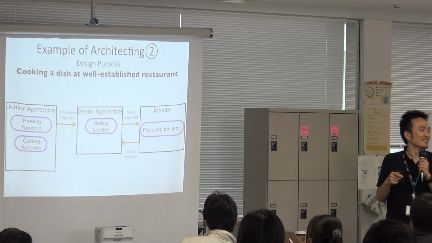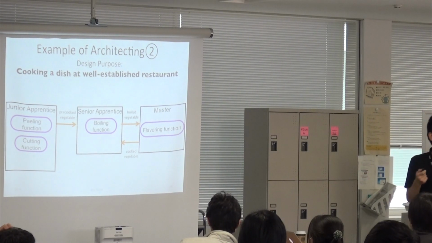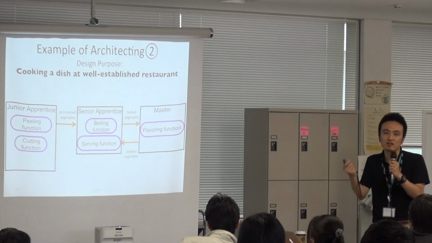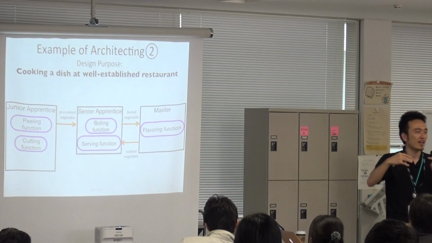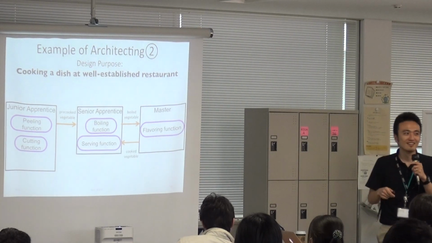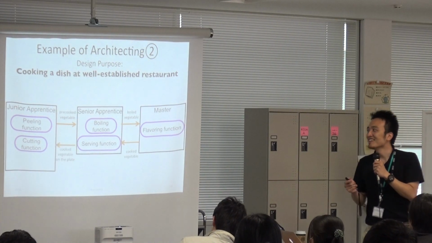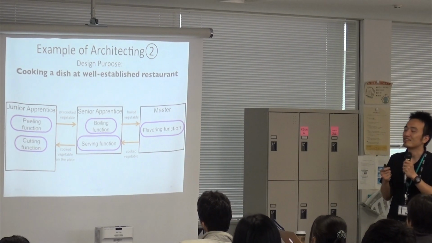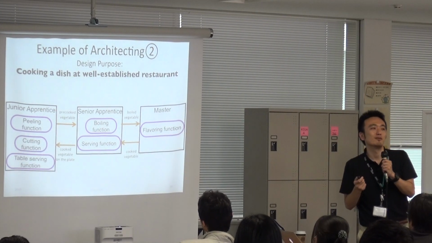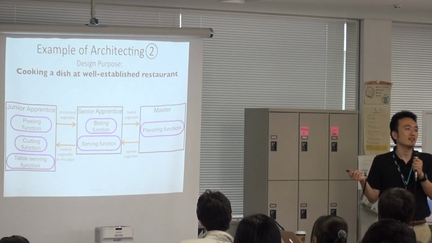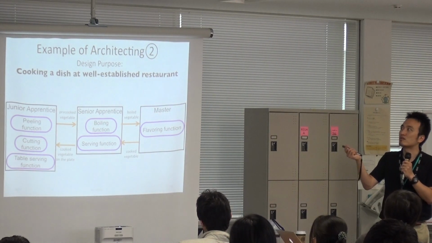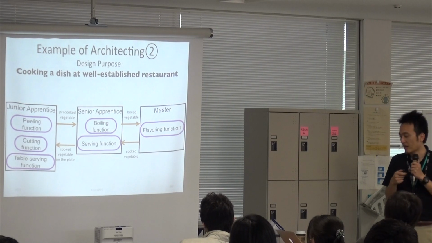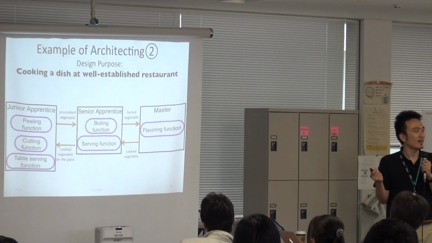And that's it. And then the cooked vegetable is interfaced to the senior apprentice. And he serves on the plate because there's a certain technique. It takes about 15 years to get it. And here comes back the cooked vegetable on the plate. And it's now your job to go serve it on the table. So, ta-da! This is the architecture to serve this design purpose, cooking a dish at a well-established restaurant. Easy enough? Okay, good.